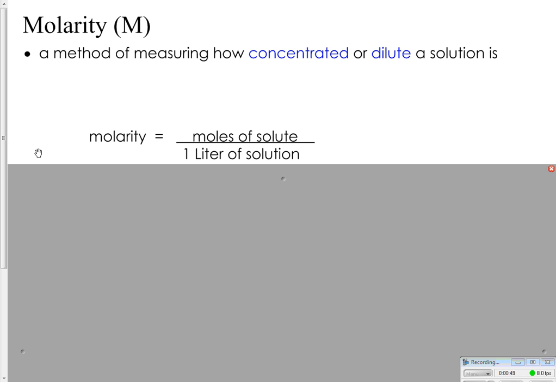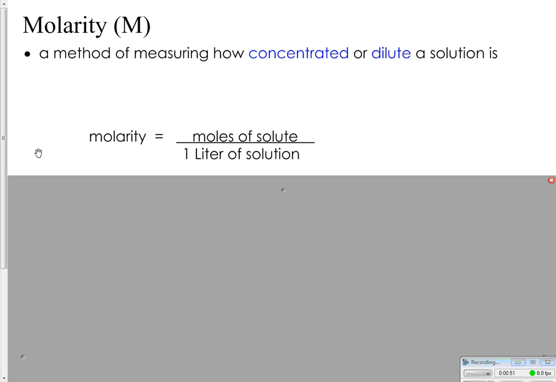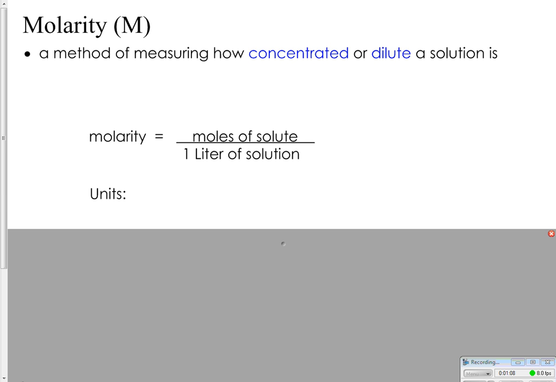So we use the formula that molarity is equal to the moles of the solute. Now remember, the solute is what's being dissolved, and that is divided by 1 liter of solution. So moles of solute divided by liters of solution will give us molarity. The units for molarity are moles per liter, or we can simply write a capital M.